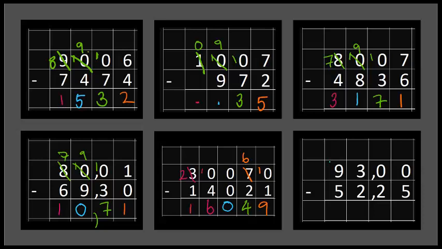And our last question. 0 minus 5 is not possible. I cannot borrow from 0, so I borrow from the 3. 3 becomes 2. 10 becomes 9. 10. 10 minus 5 is 5. 9 minus 2 becomes 7, and there's a decimal comma. 2 minus 2 is 0, and 9 minus 5 is 4.